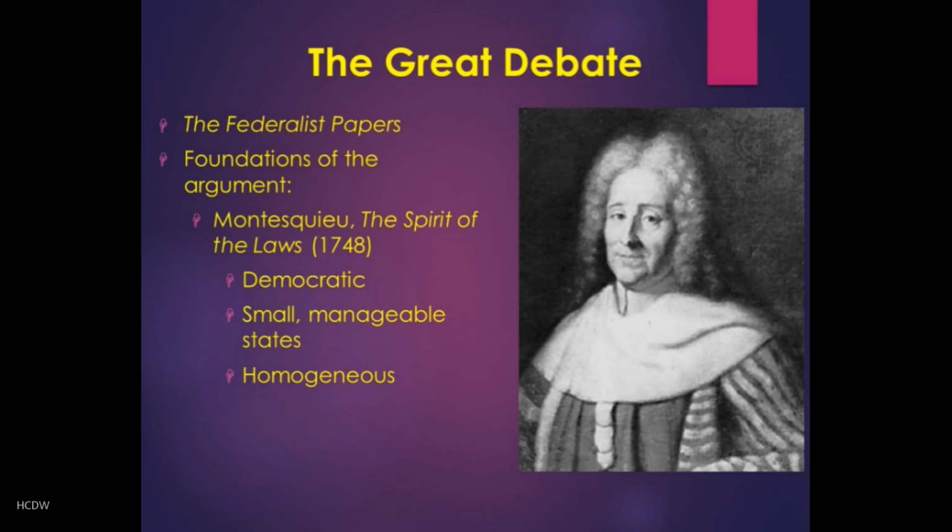Montesquieu reinterpreted the idea of the classic republican government, shaping a view that was more democratic in nature. The ultimate power lay with the people. He argued in favor of small, manageable states. And so this is one of the concerns presented by the Anti-Federalists, that the United States is just too large for a democracy to work.